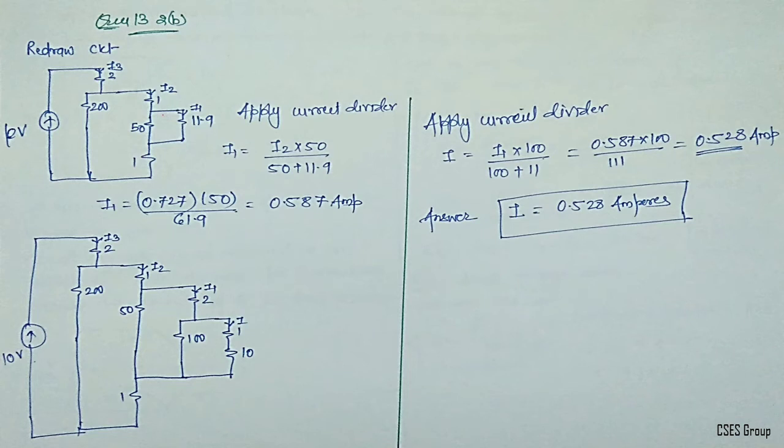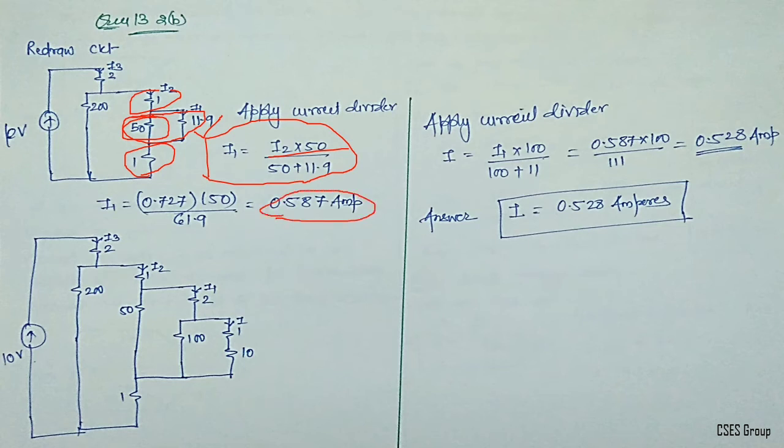So I1 is equal to I2 multiplied with 50. Why 50? Because this is the other branch, which is associated with 11.9, divided by 50 plus 11.9. These two branches are the only ones associated with this, hence you need to consider only these two. You need not consider I1 and this one. Don't get confused here, guys. So I1 comes as 0.587 amperes.